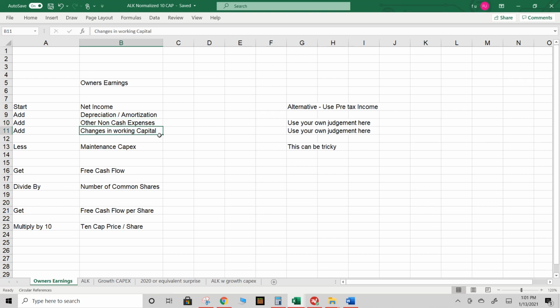Again, changes in working capital, so it's accounts receivable minus accounts payable. I personally don't add this in because I just want to simplify it, and working capital can jump up and down. It can give you distorted value if some interesting accounting is going on. You can use your own judgment here, and as you do these more and more and gain experience, you can get a feel for when you should add it in and when you shouldn't.